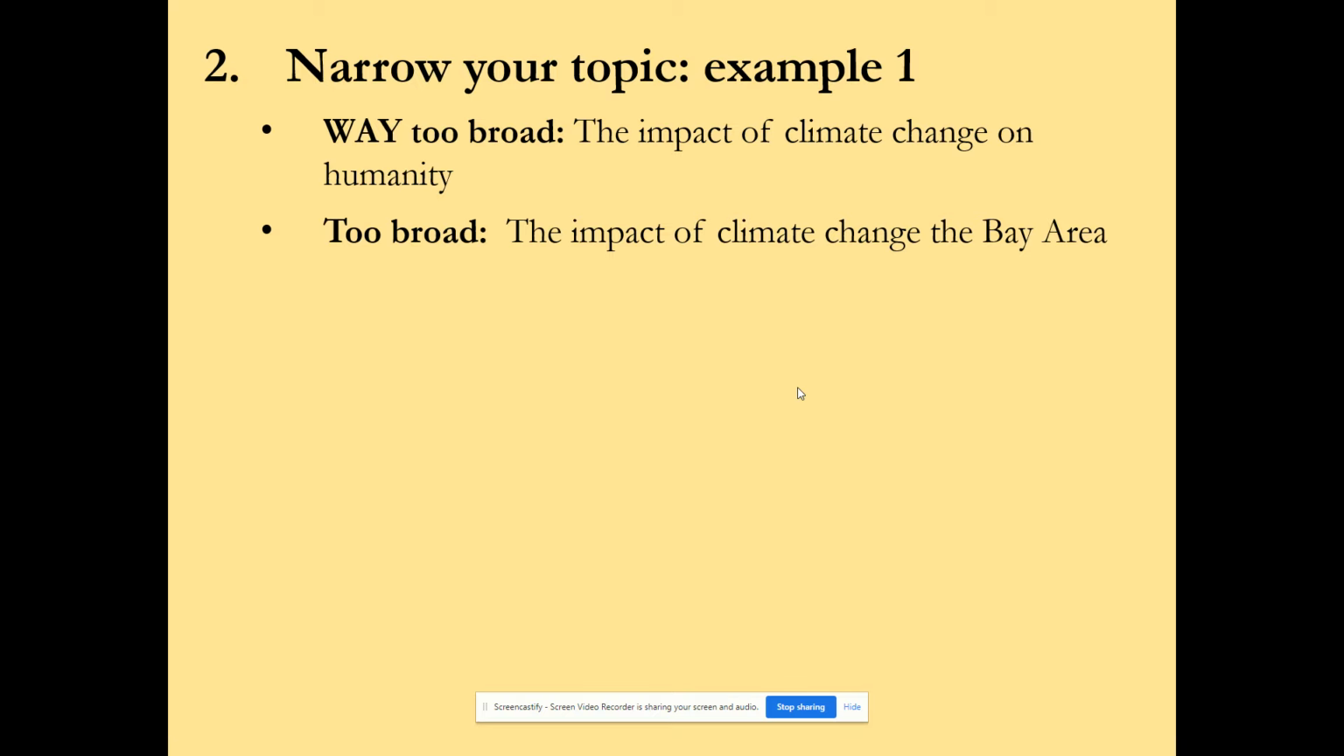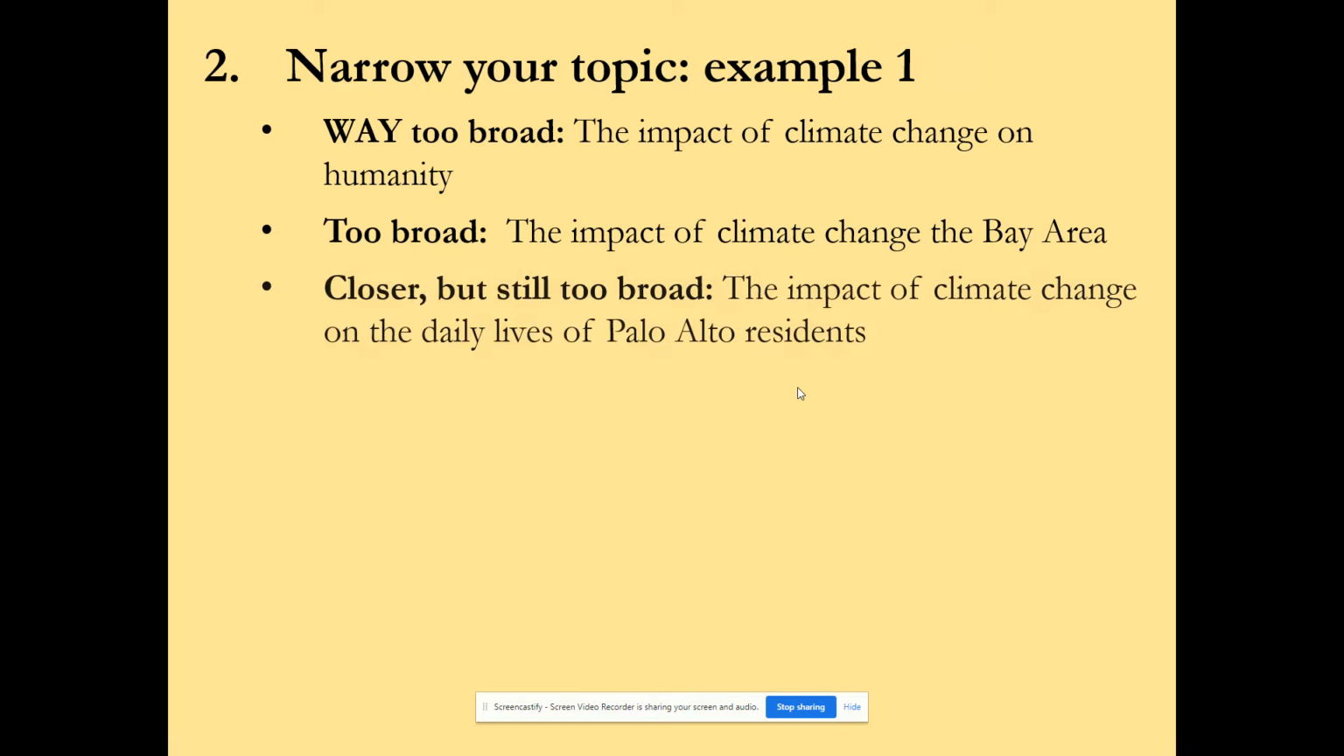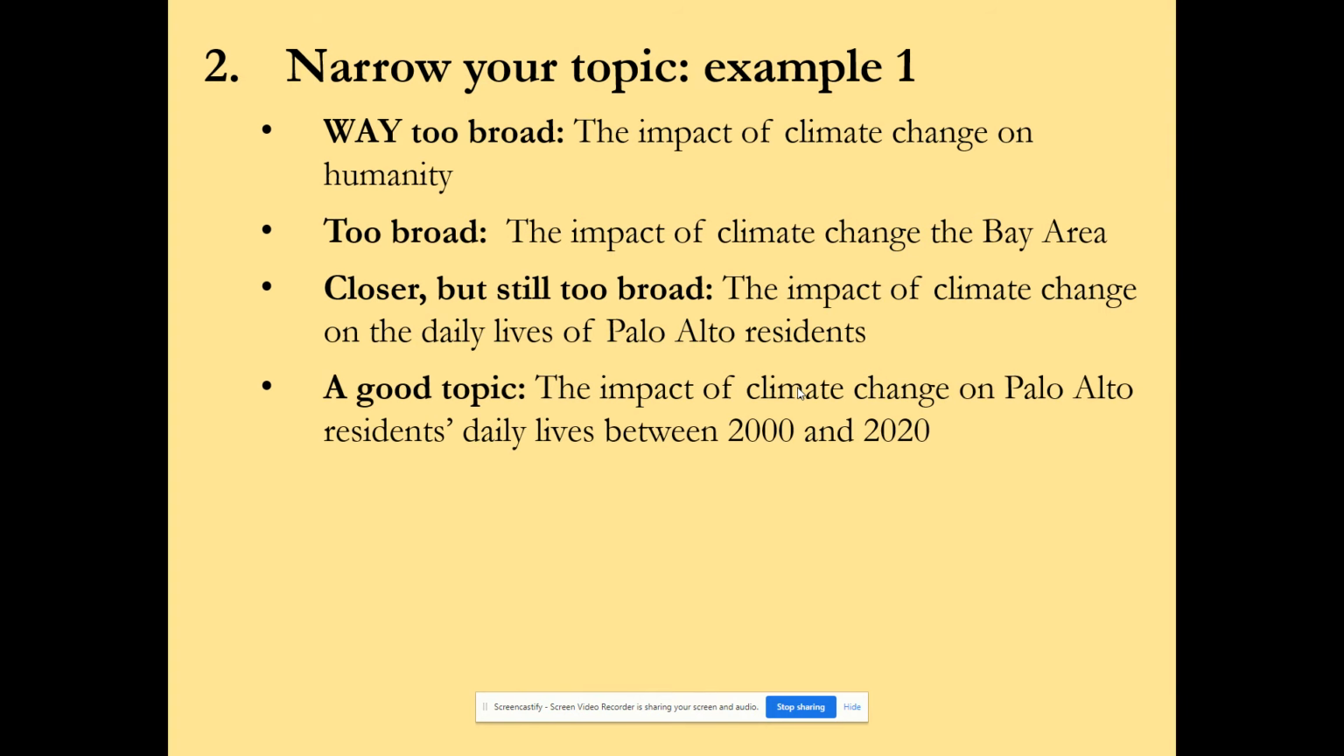the impact of climate change in the Bay Area. This one, still too broad. The impact of climate change on the daily lives of Palo Alto residents. Okay, when? How? This one, though, might work: the impact of climate change on Palo Alto residents' daily lives between 2000 and 2020.